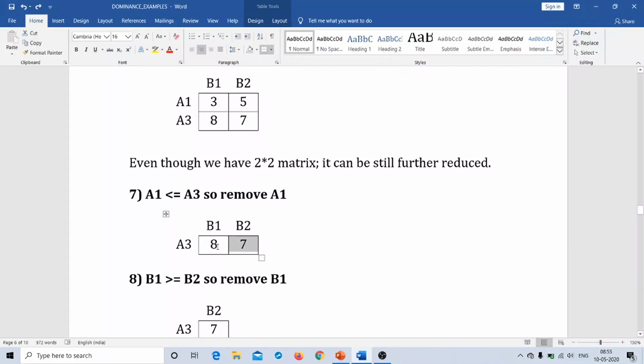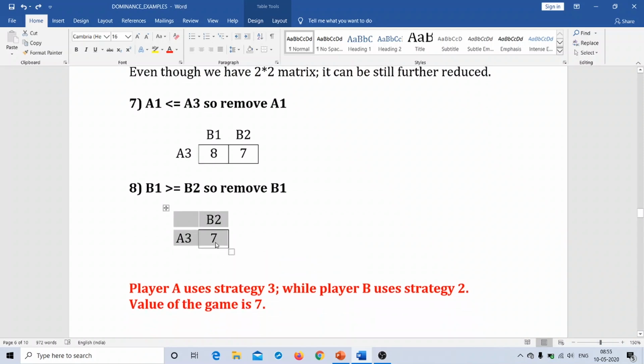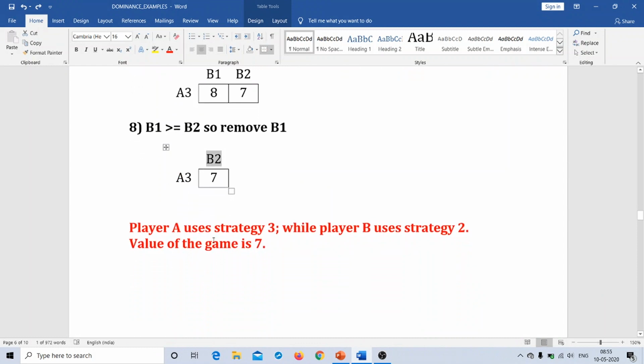Now further continuing, I have this 8 and 7 with 2 columns. Now I observe B1 is greater than or equal to B2, right? And hence I will remove B1, and I'll end up getting this. Now watch out carefully. That's the beauty of this problem, right? So I'm just left with only one element, right? And then I draw the conclusion. See, this particular element 7 is with respect to A3 strategy of player A and B2 strategy of player B. And hence the conclusion drawn is player A uses strategy 3 while player B uses strategy 2, and hence the value of the game is 7.